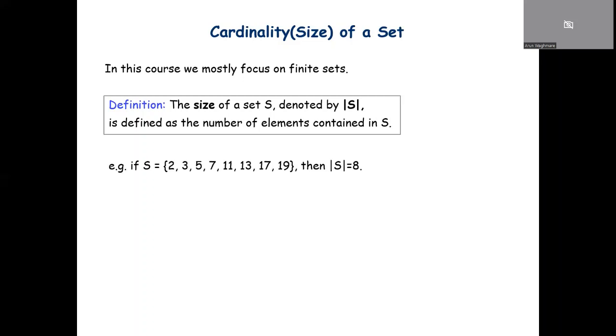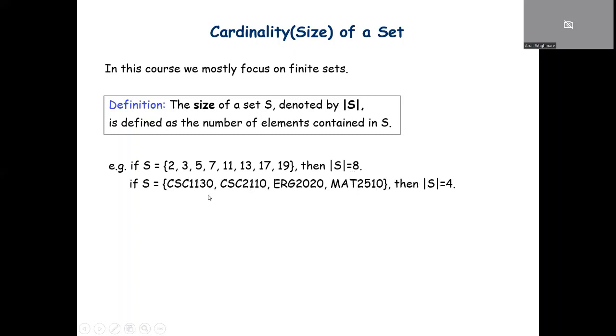So that's if S is equal to... These are the different elements. S is a set containing 2, 3, 5, 7, 11, 13, 17, and 19. So what is the cardinality of this S? The number of elements. So how many elements are there? There are 1, 2, 3, 4, 5, 6, 7, and 8. So the cardinality of S is equal to 8.